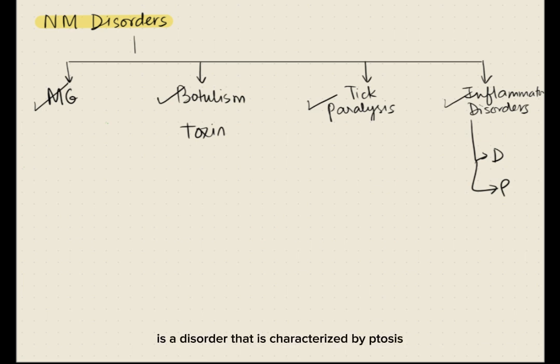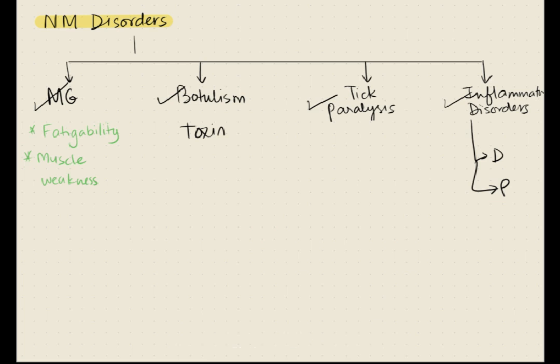Myasthenia gravis is a disorder characterized by ptosis that gets worse by the end of the day, diplopia, dysphagia, but the hallmark symptom is fatigability and muscle weakness. Myasthenic crisis, on the other hand, is respiratory failure that requires mechanical ventilation. It is usually triggered by infection, stress, or certain medications.